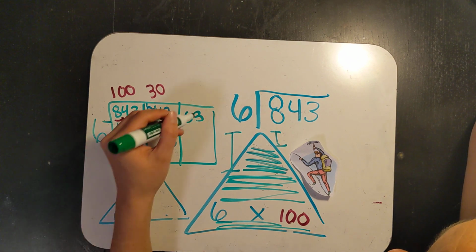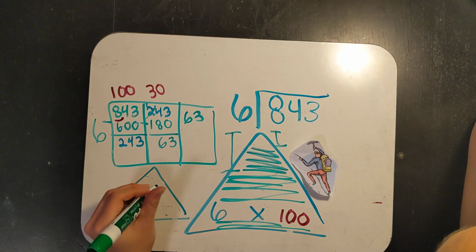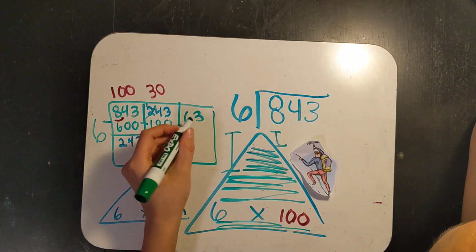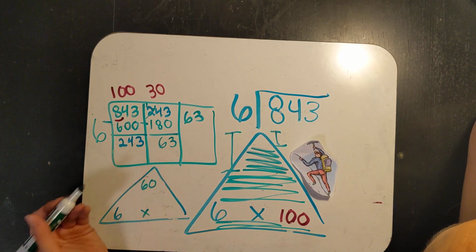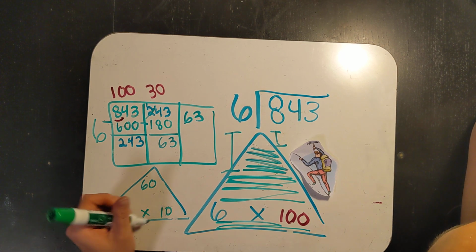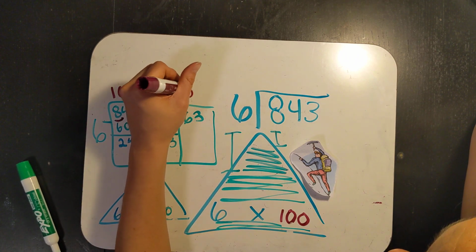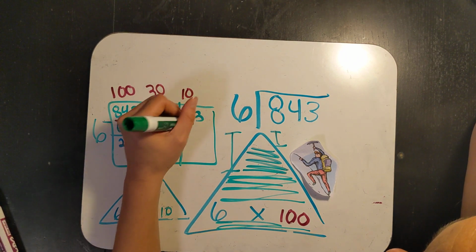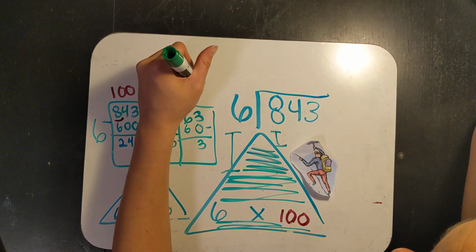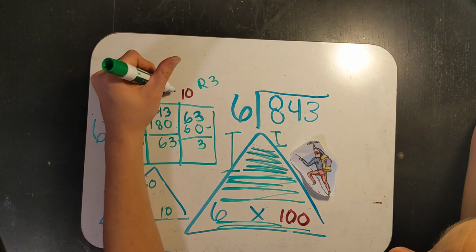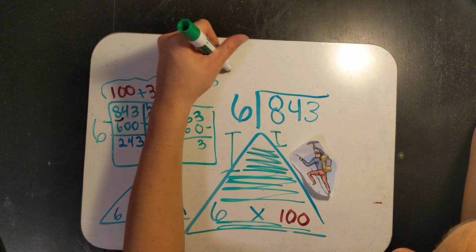Now, can we do 6 times something to get to 63? Well, not really. Could we get to 60 though? Remember, you always want to try stuff you know. 6 times what equals 60? 10. Where's the 10 go? Here. We got up to 60. That goes here. And there's 3 left over. That's your remainder. Add these together, and that's your mathematical answer with the remainder.